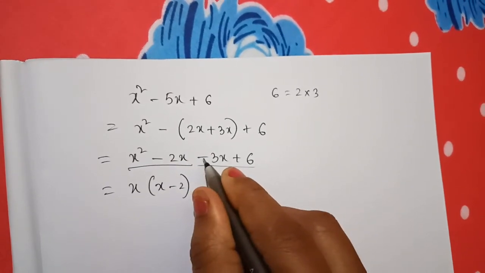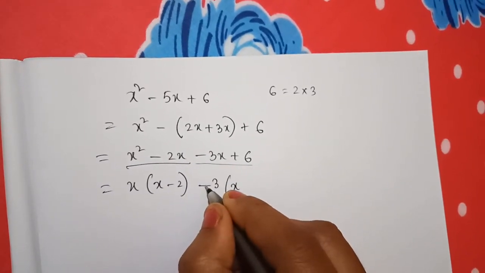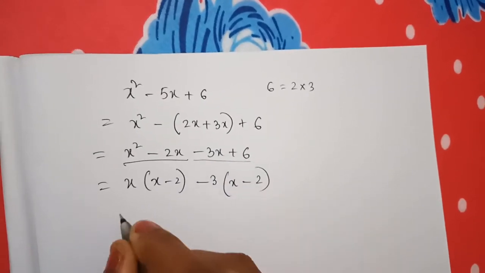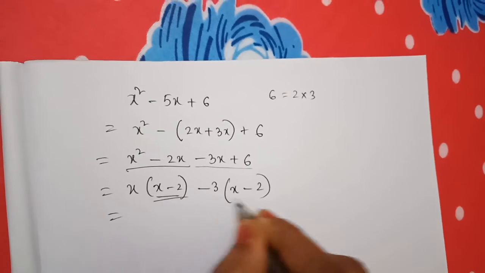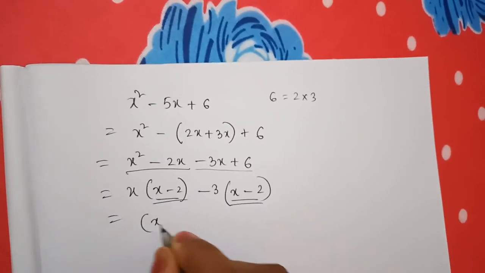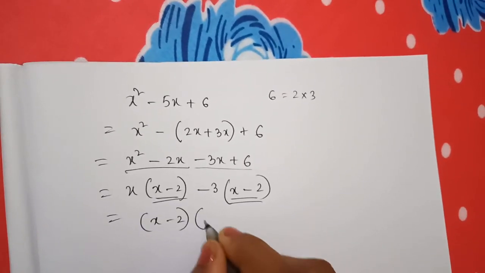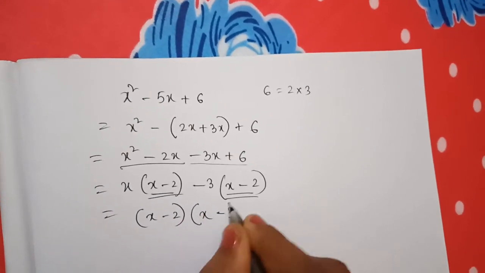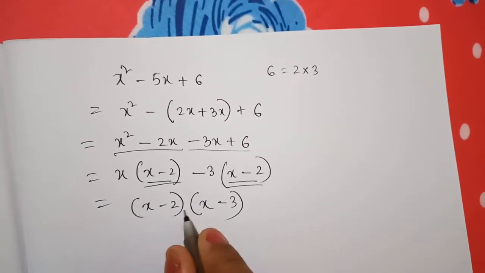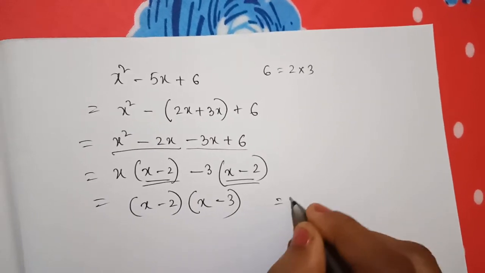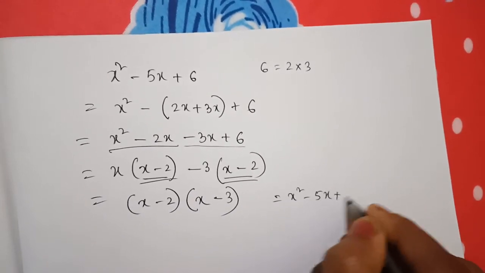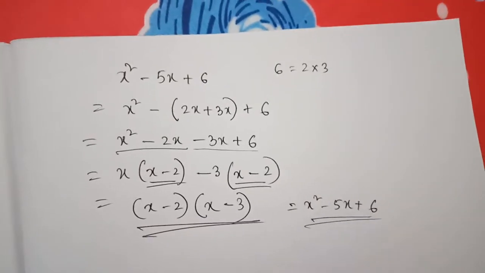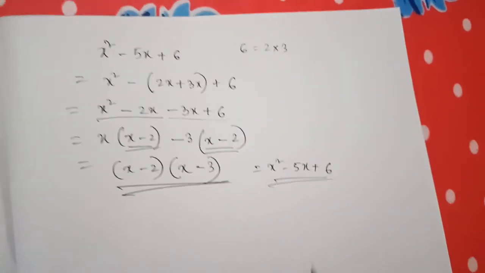And here, minus already taken as common, so this plus will be a negative sign. So it's again x minus 2. You can see these two are common factors, so we can take x minus 2 as common. Then what is left there? In the first term x, and in the second term minus 3. So ultimately x minus 2 into x minus 3 equals x square minus 5x plus 6. This is the factorization of the polynomial x square minus 5x plus 6.